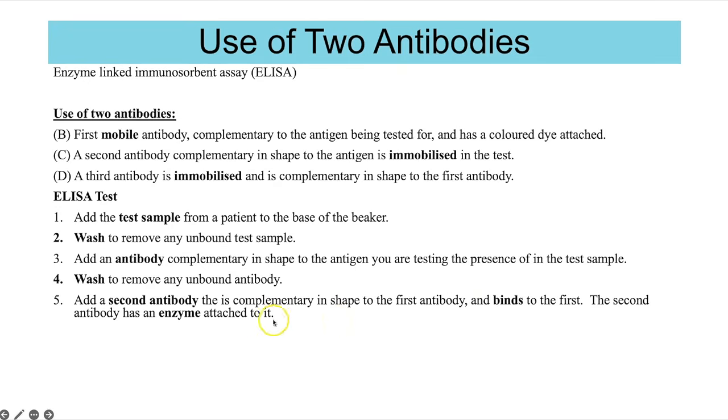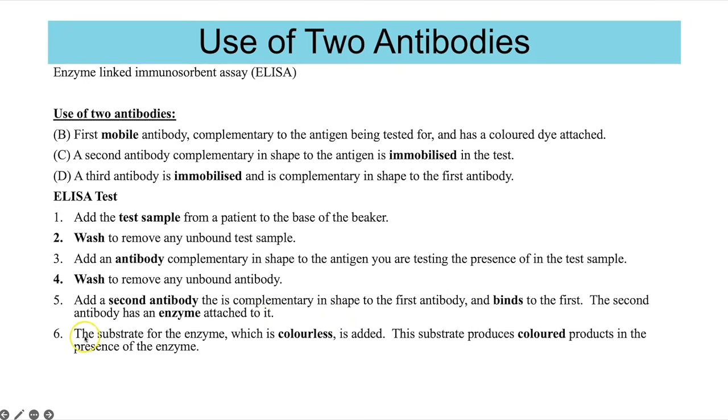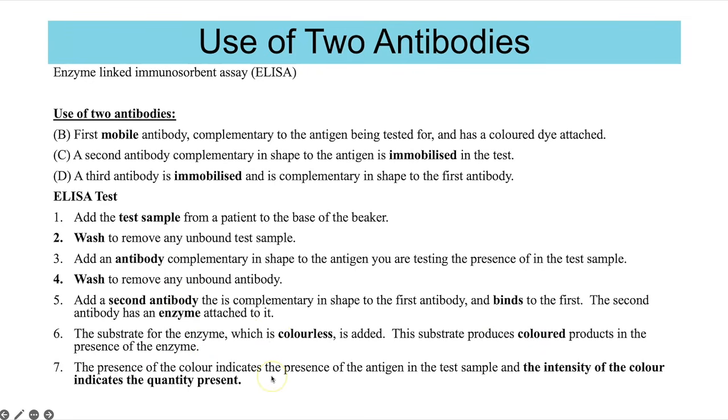The second antibody has the enzyme attached to it, and the substrate for the enzyme, which is colourless, is then added, and this substrate produces coloured products only in the presence of that enzyme. So the presence of the colour indicates the presence of the antigen, because you'll only have that enzyme present to cause that colour change if you had the antigen in the test sample in the first place.